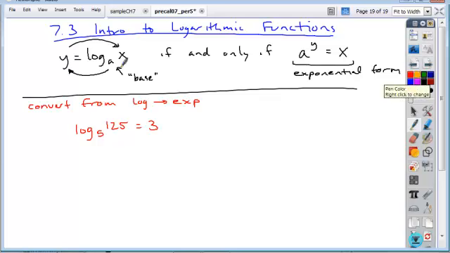the way that you're going to do that is you use this kind of cyclical pattern here. You take your base, 5, to the power of whatever number is on the other side of the equation, 3, and you set that equal to whatever is inside your log, 125. This is the exponential form. This is the log form. And they represent the same thing.